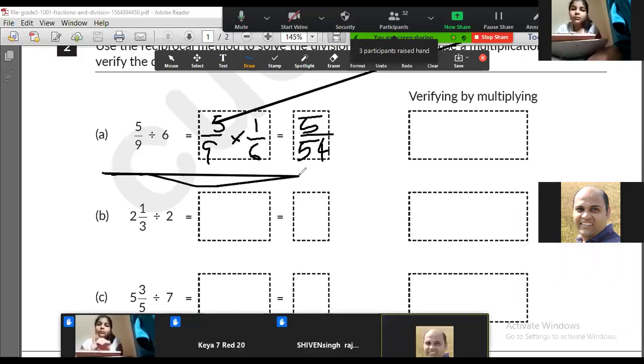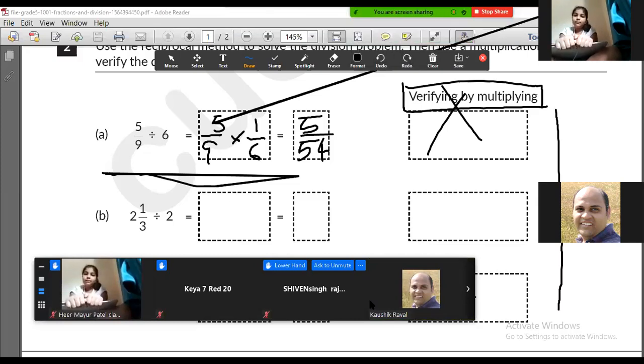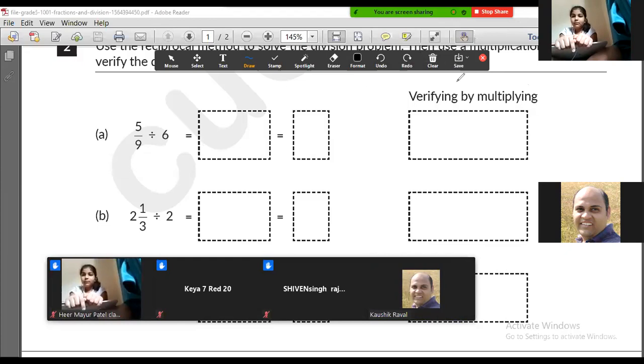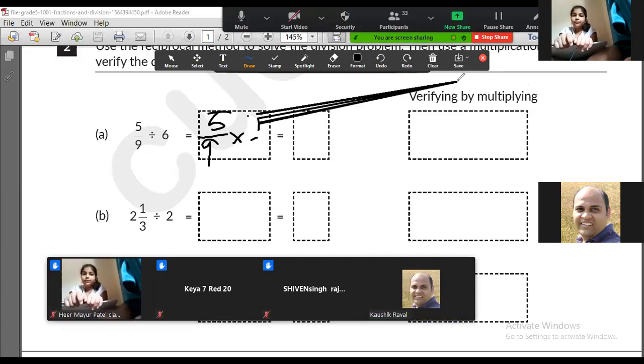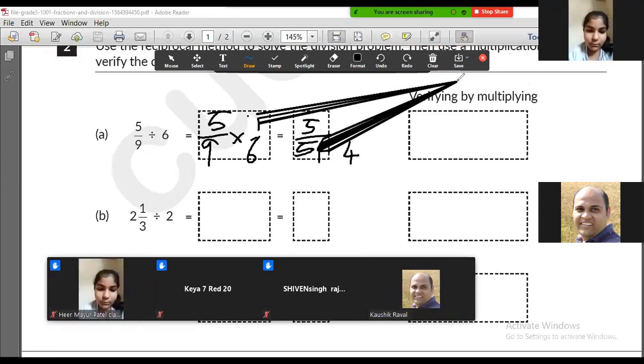Okay, now verify by multiplying. How do we do that? Don't worry about this part, verifying by multiplying. It is not part of your syllabus, we are not going to do this part at all. It is not needed here. What if you want to verify? You have to multiply 5 upon 9 into 1 upon 6. That is going to be 5 upon 54.